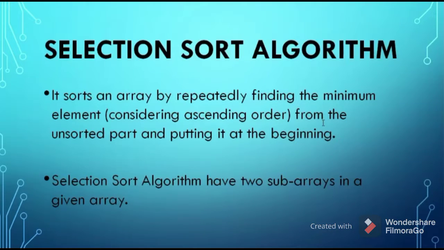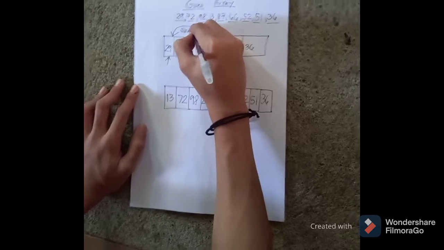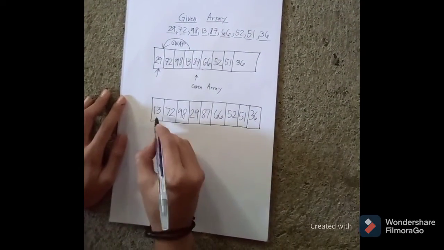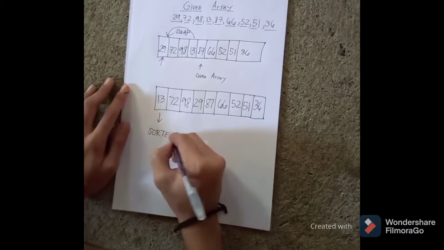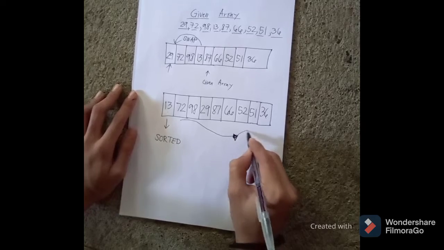Selection sort algorithm maintains two subarrays in a given array. The first subarray is the sorted one, and it can be found at the beginning. As soon as we finish comparing each number, we can divide the list into two subarrays: the sorted, the first subarray, and the unsorted, the second subarray, that can be found after the sorted subarray.